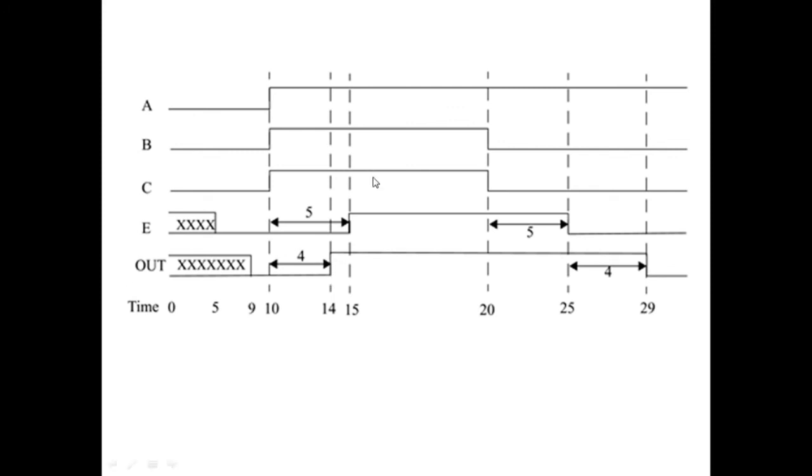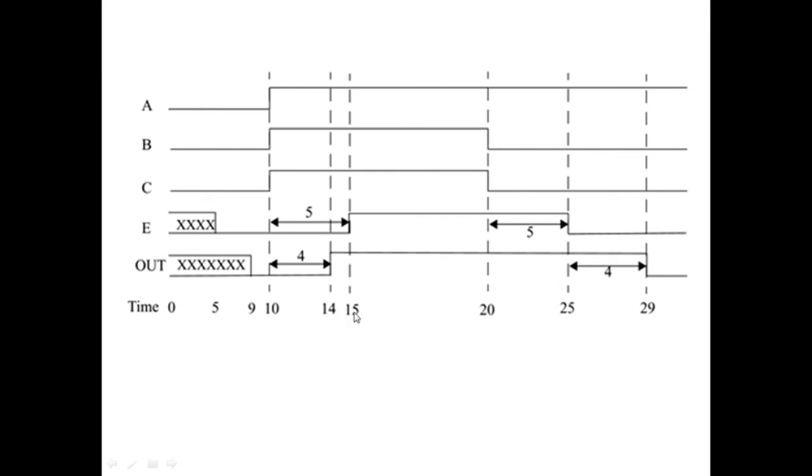The out signal is completely dependent on the C signal as well as the E signal. At the 10th second, C is logic 1 and E is logic 0. So the output is nothing but the OR of C and E. Logic 1 plus logic 0 is logic 1 only. So 10 plus 4 is 14, and after 14 also it is logic 1 only. The output will be seen after 14 seconds.